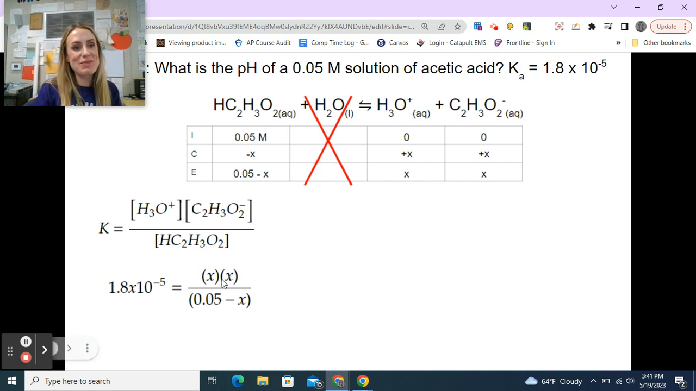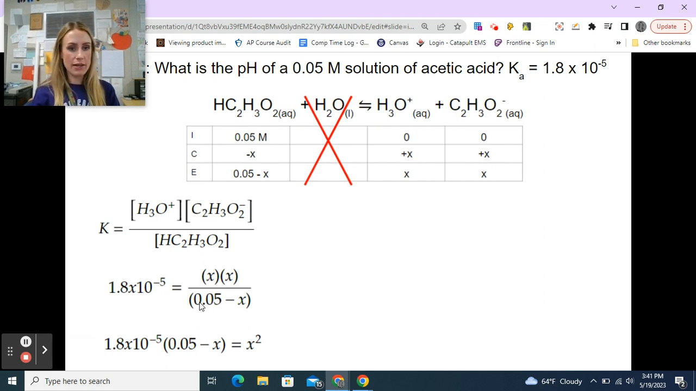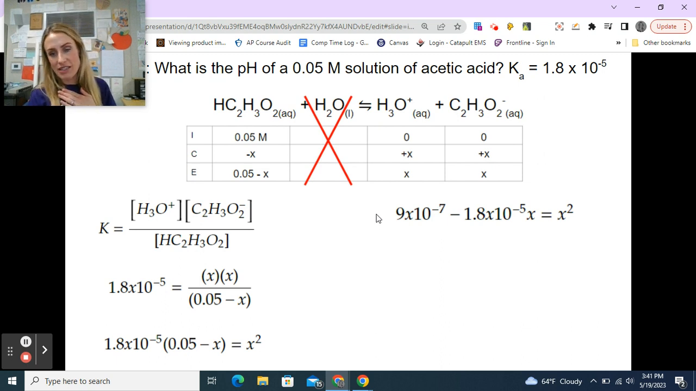I'm going to multiply these two things together to get x squared, and then I'm going to multiply both sides by this 0.05 minus x, like this, in order to get rid of that on the denominator. And then my next step here is I'm going to distribute this 1.8 times 10 to the negative 5 to both the 0.05 and the negative x. So I do that, and this is my next step. Now, I know that I have a quadratic here. I have an x squared, I have an x, and I have a term with no x. And so I need to get it all on one side of that equals sign. I personally like a positive x, so I'm going to move it all over with that x squared.